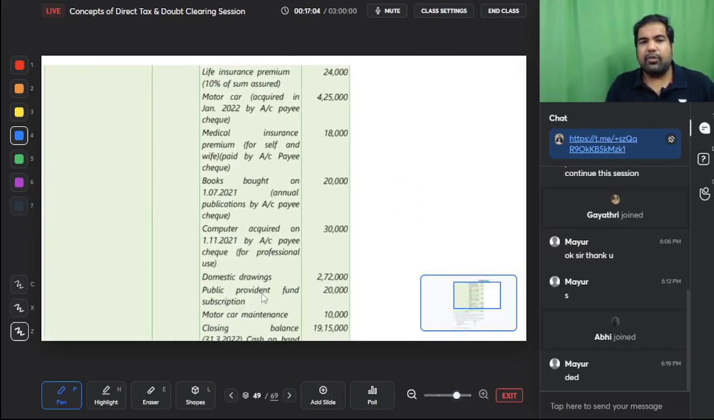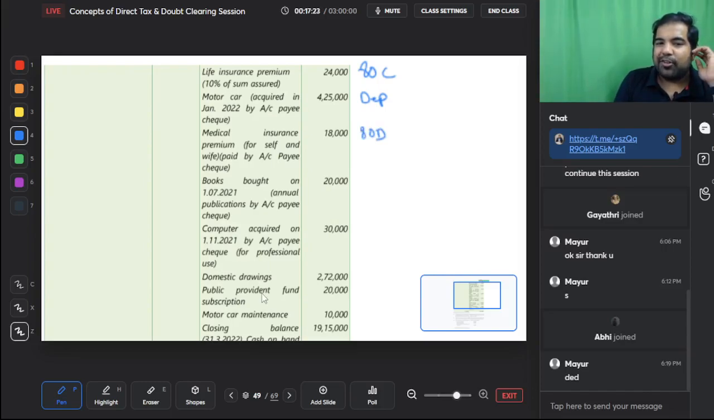Next, life insurance premium, 10% of sum insured. Guys, this we'll have to take into 80C. Motor car acquired in Jan 22, this we will have to take depreciation on. Medical insurance for self and wife paid by account payee cheque, this you can take under 80D.